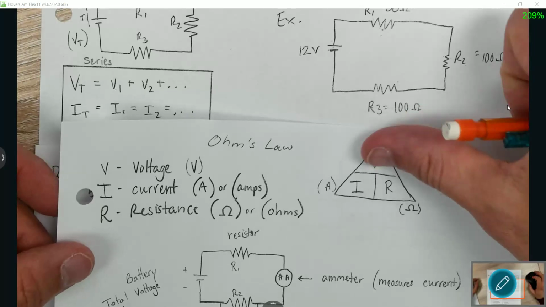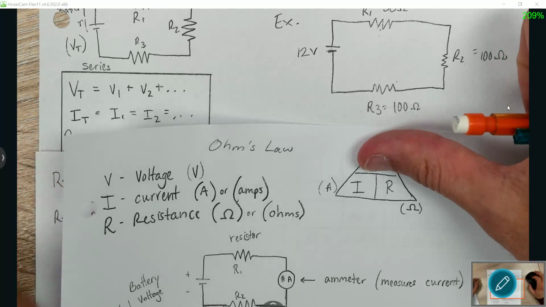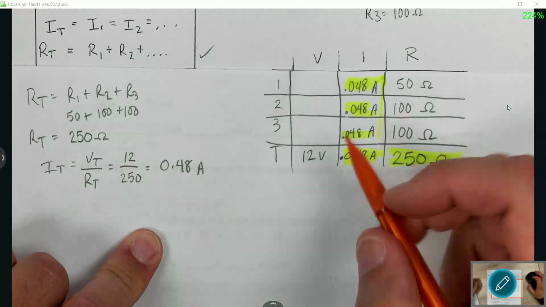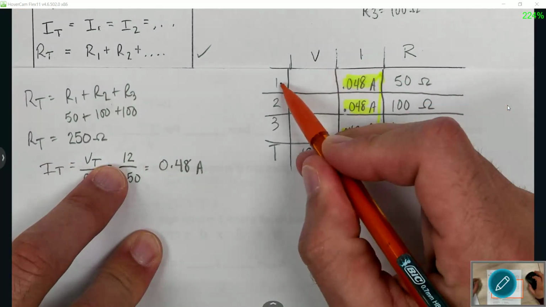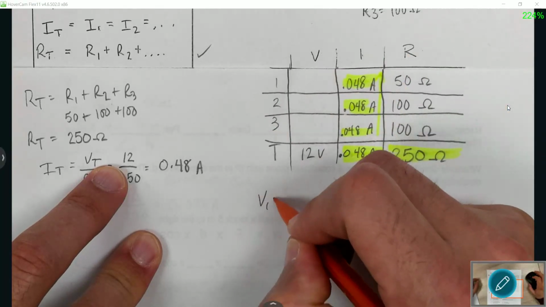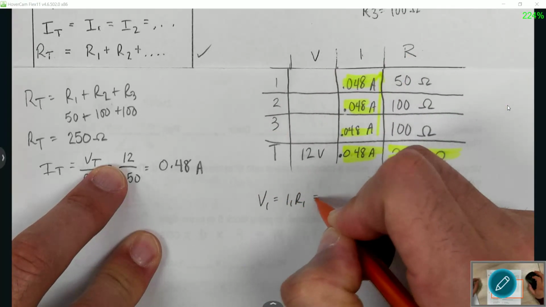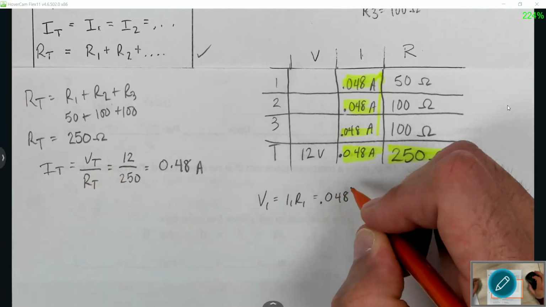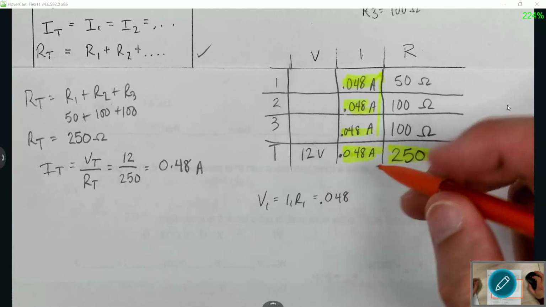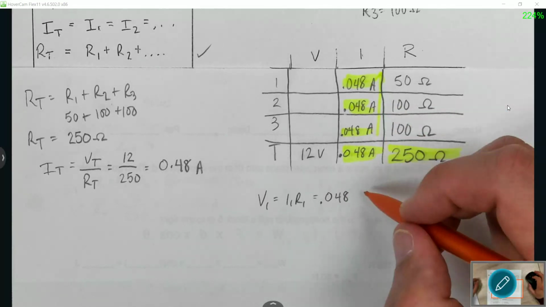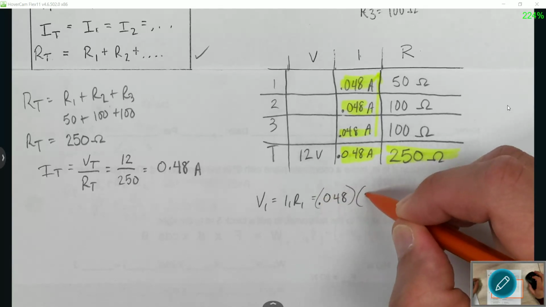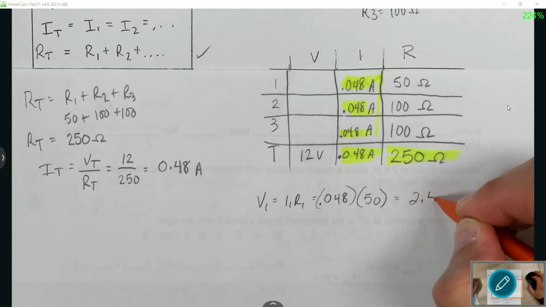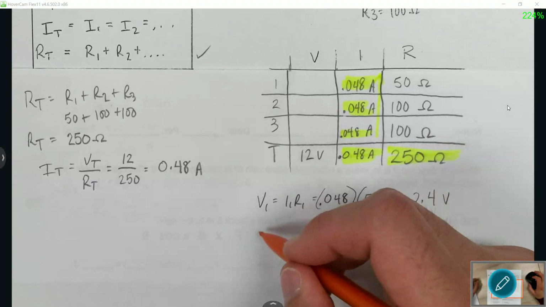So how do you solve for voltage? Cover up V, and you're going to get I times R. And so that is what you would do. But you have to go, all right, V1 is going to be I1 and R1. So V1 is I1 times R1. So you're doing this 0.048 amps, that's the I, times the resistor of 50. And this kicks out an answer of 2.4, and the unit for voltage is volts.